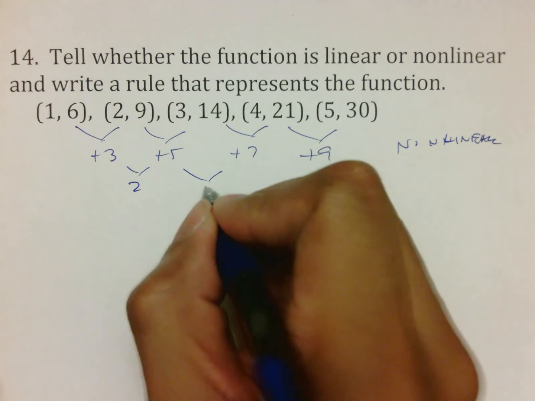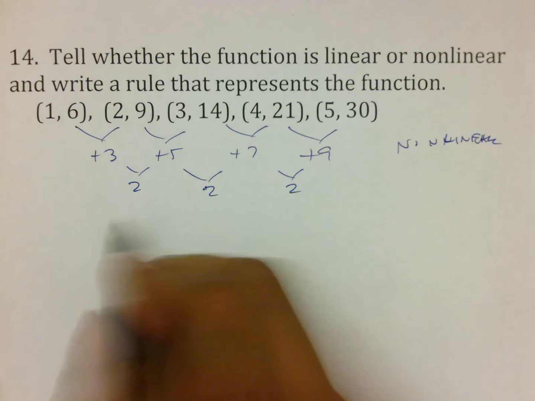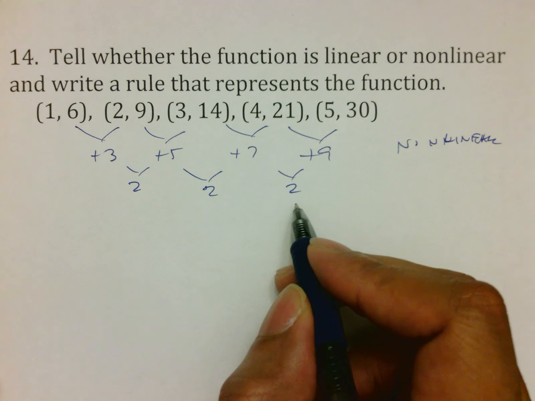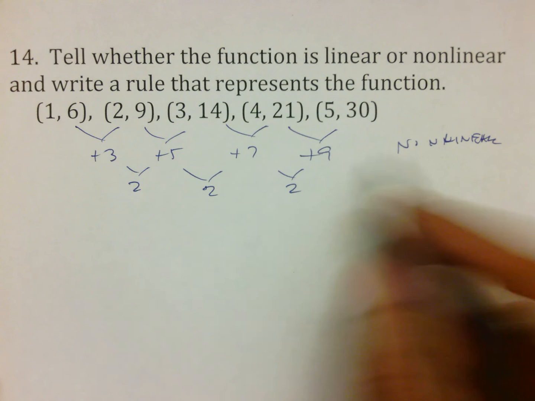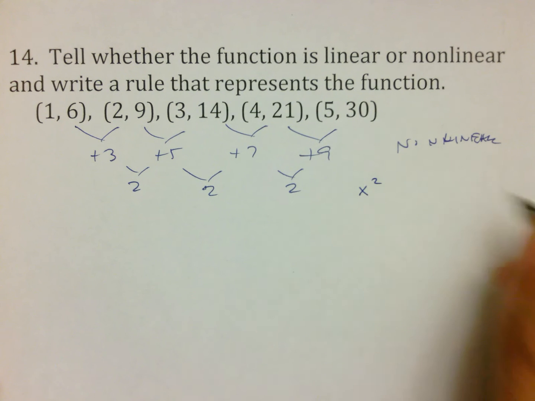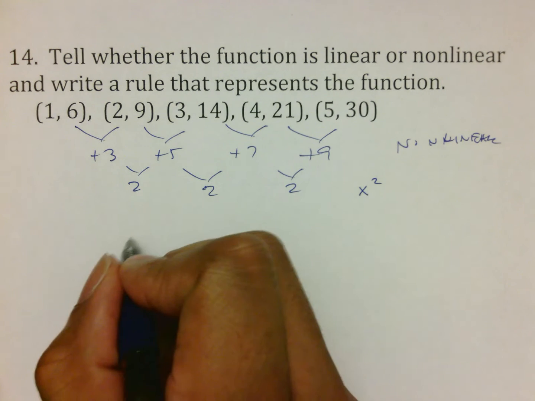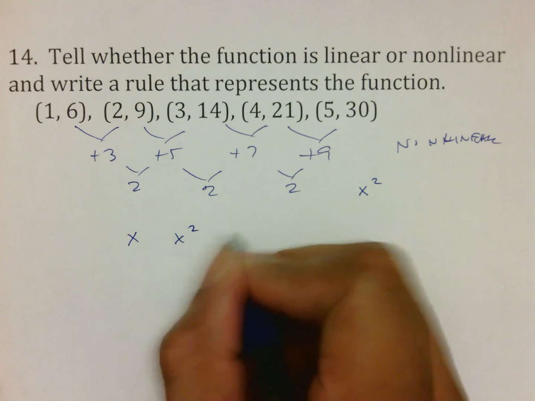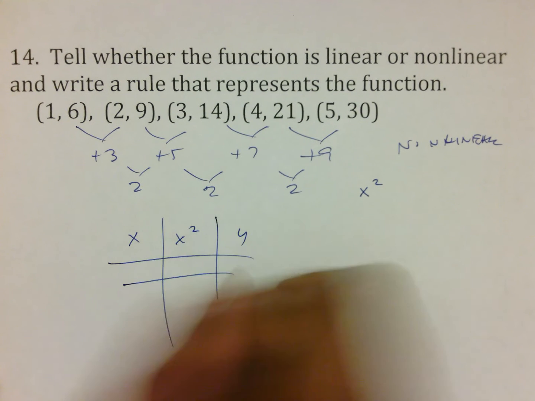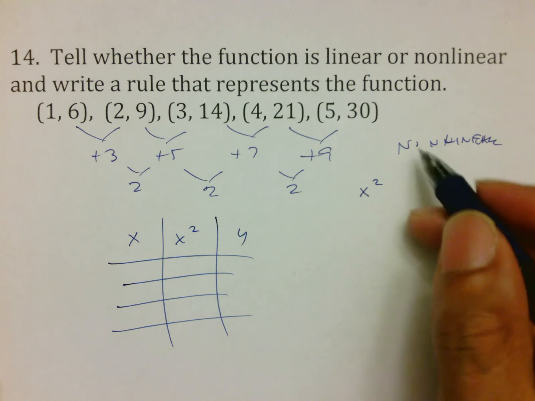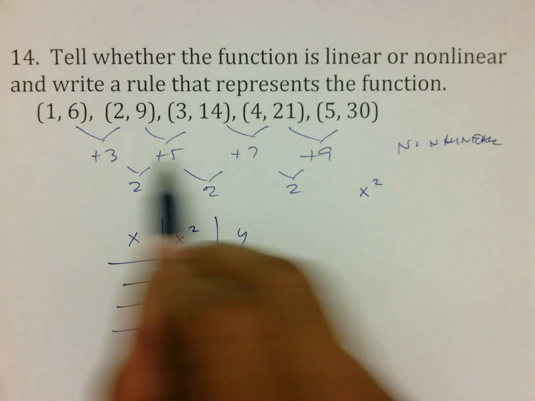This is then plus 2, plus 2, plus 2. That does not mean m equals 2. It's only m equals 2 if it was up here. Nonlinear, this just tells me that it is an x squared graph here, and that I need an x squared, y table. Again, the only time I use y equals mx plus b is when the first check matches.